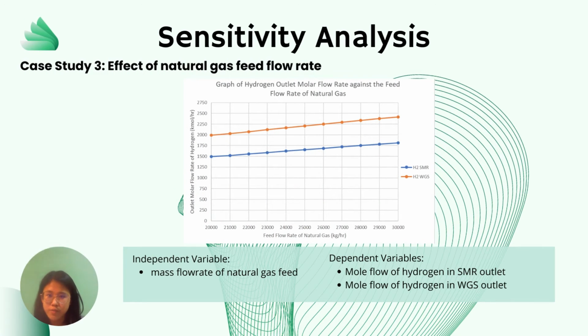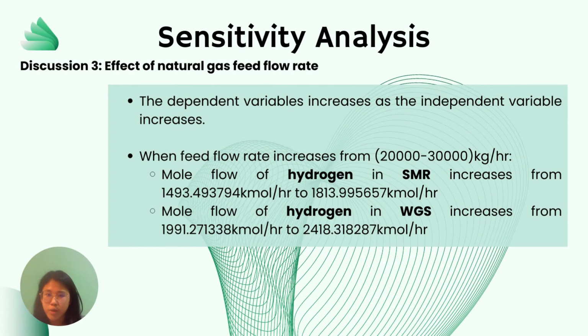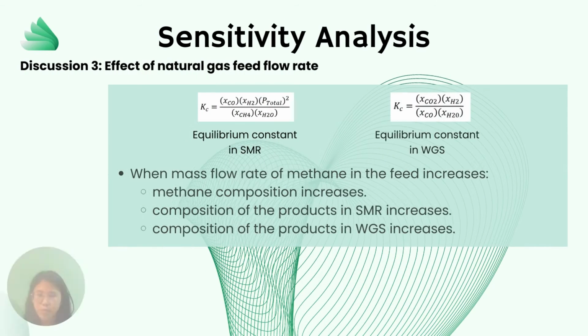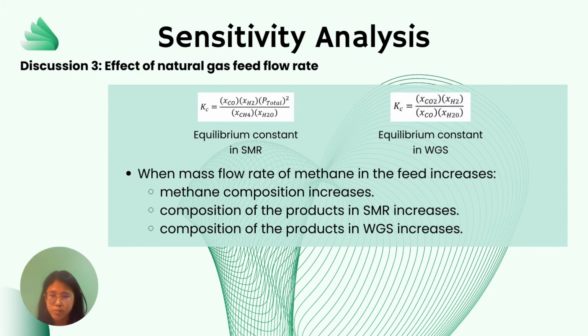Case study 3, effect of natural gas feed flow rate. A graph of molar flow rate of hydrogen in SMR and WGS outlet against the feed flow rate of natural gas is obtained and shown. From the graph, it can be noticed that when the feed flow rate increases, molar flow rate of hydrogen in both SMR and WGS outlet increases. This can be explained by the equilibrium constant equation of the reactions in SMR and WGS.